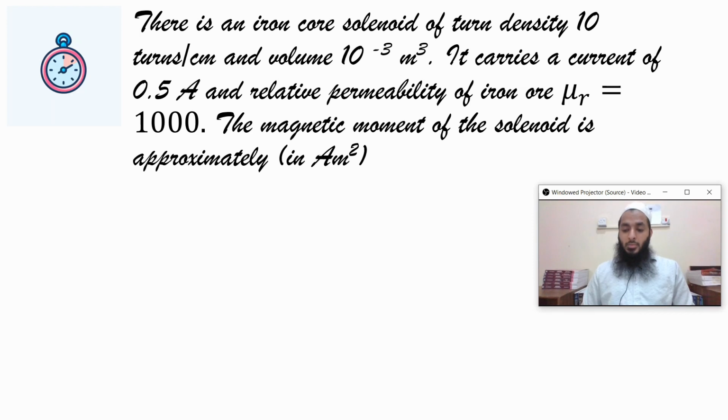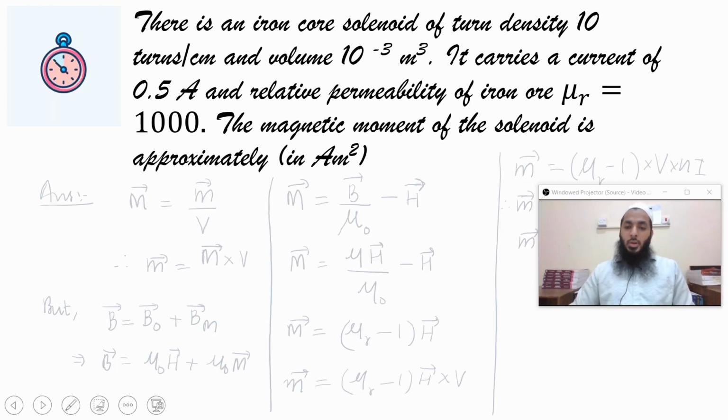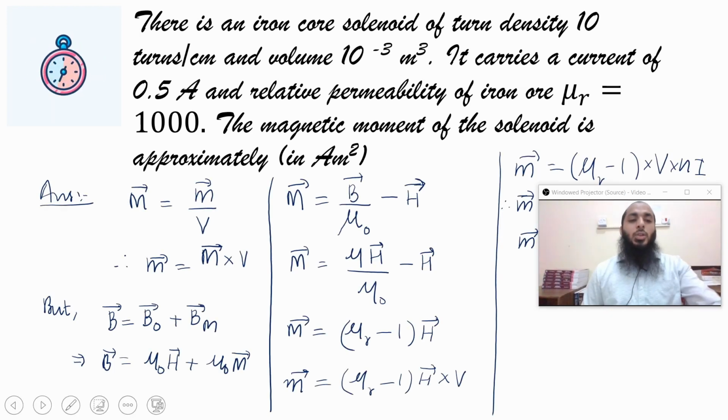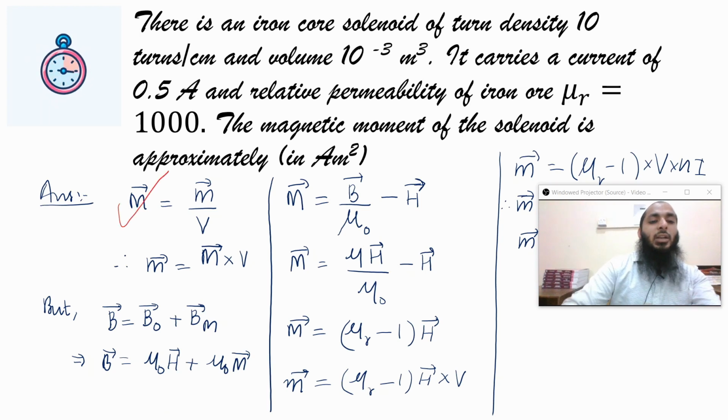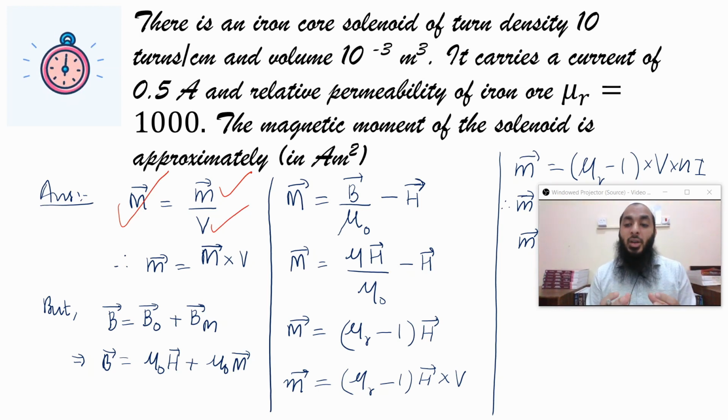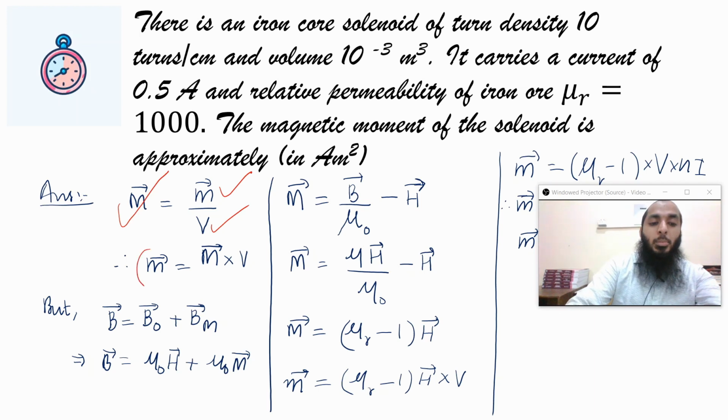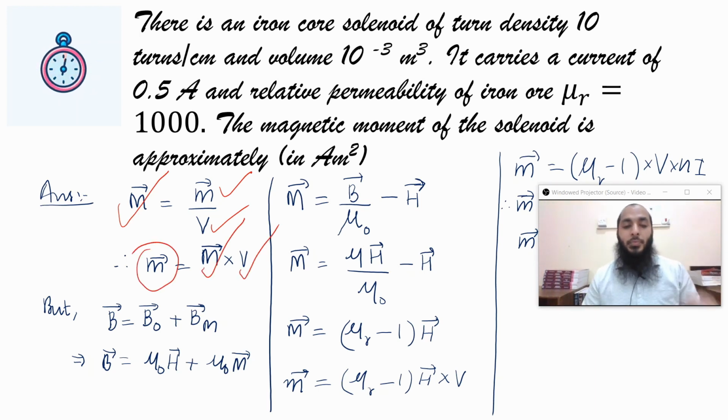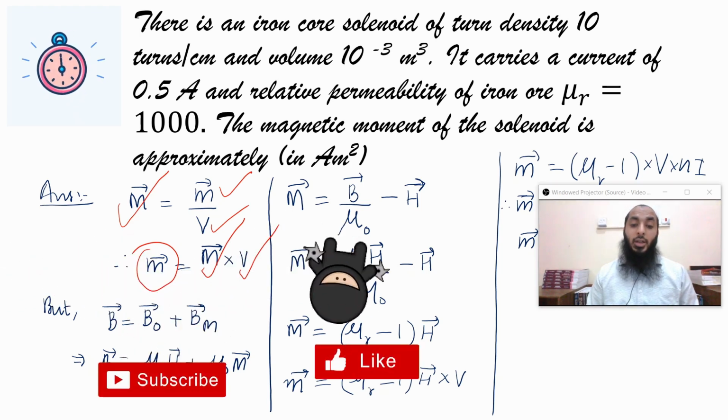Now here it's a little bit good question. You know that the intensity of magnetization inside a solenoid is given by the magnetic moment divided by volume. It is the magnetic moment developed per unit volume. So with that, we can rearrange and write the magnetic moment developed is equal to intensity of magnetization into volume. But what is intensity of magnetization? That also you can get.